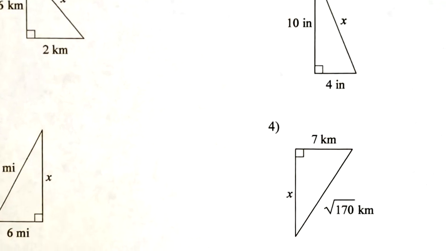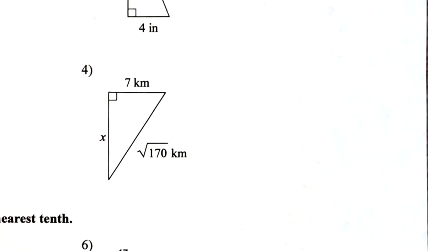I guess we'll look at number 4 here. The first four are pretty much the same. We have to find the missing side of a right triangle. Given that they are right triangles, the Pythagorean theorem definitely applies.